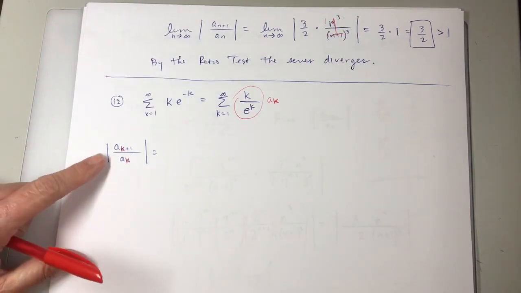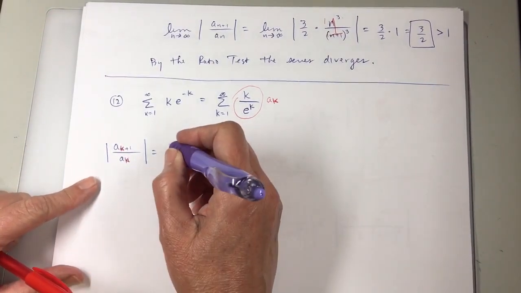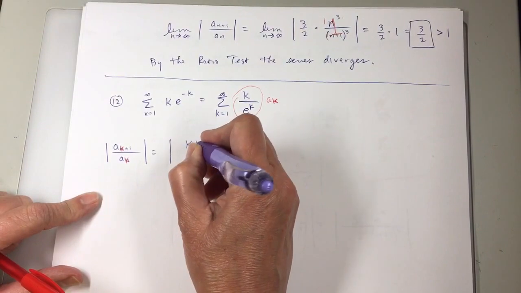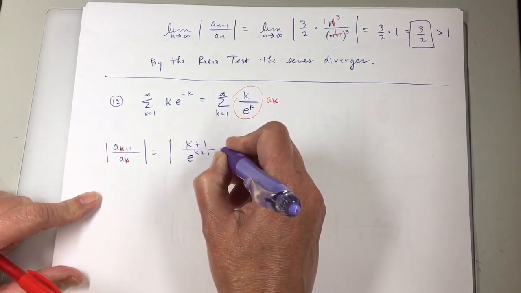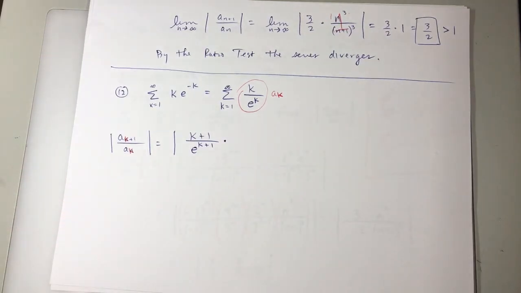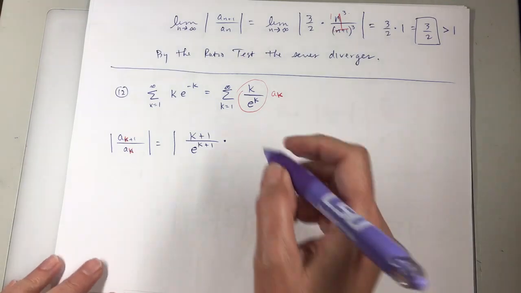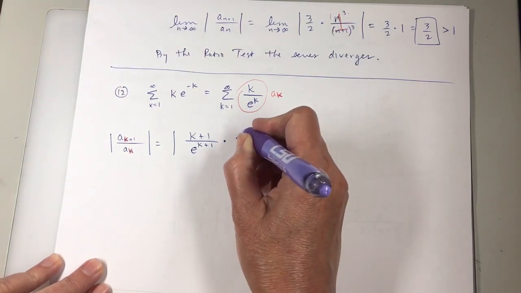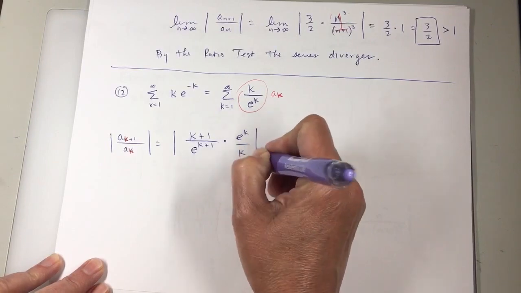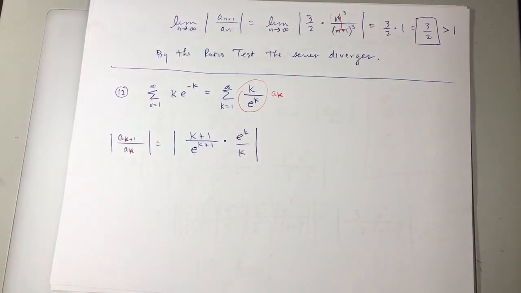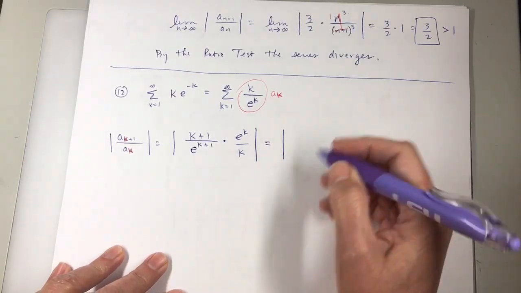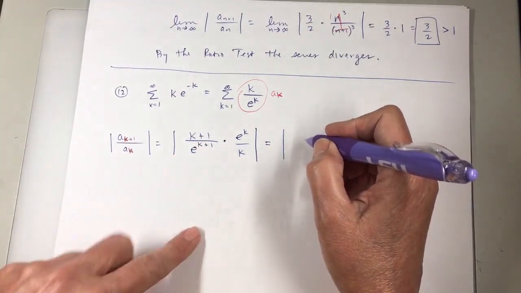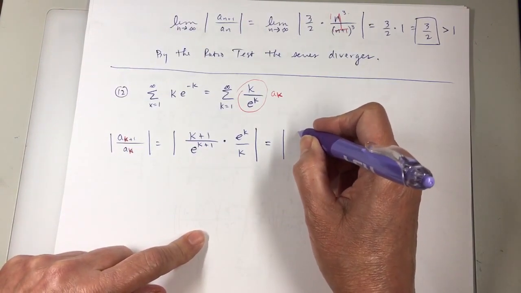So a sub k plus 1, that's going to be k plus 1 over e to the k plus 1. And then it's multiplied by the reciprocal of a sub k. That will be e to the k over k. So there's my ratio, and I'm going to reshuffle what I have here. In fact, this k plus 1, you're going to have to put that in parentheses.